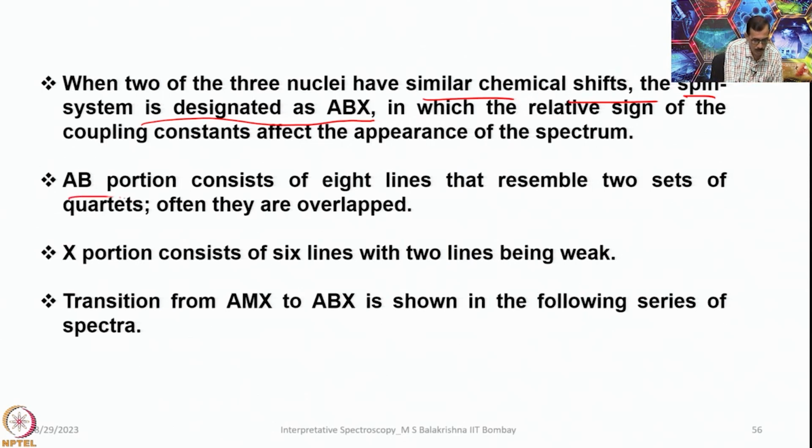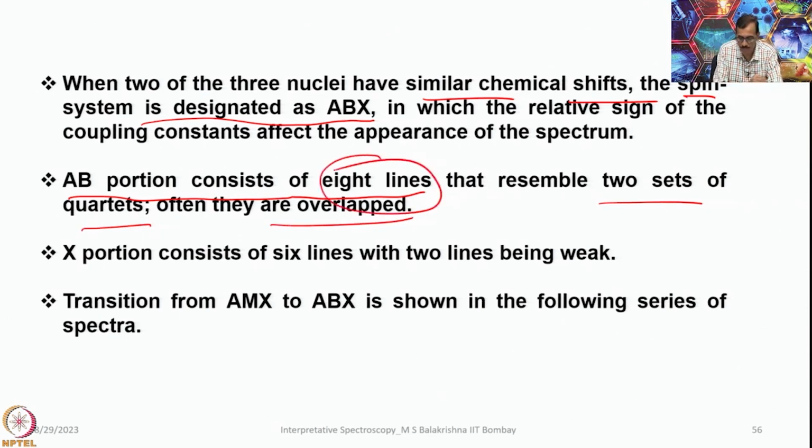So the AB portion consists of 8 lines that resemble two sets of quadrates, and often they are overlapped, giving different intensities for the lines. And the X portion consists of 6 lines, with 2 lines being very weak and almost in the baseline. The transition from AMX to ABX is shown in the next spectrum.